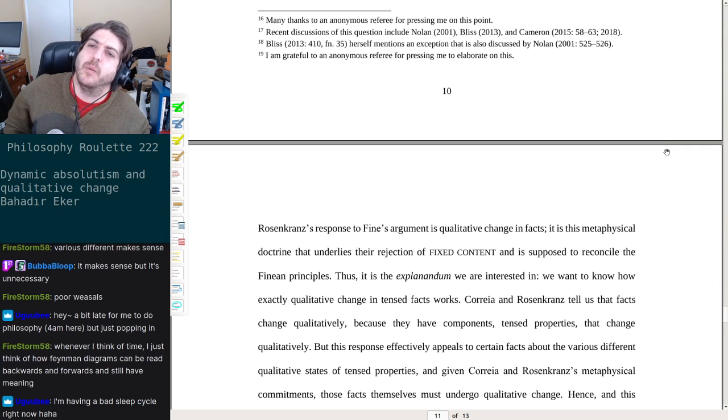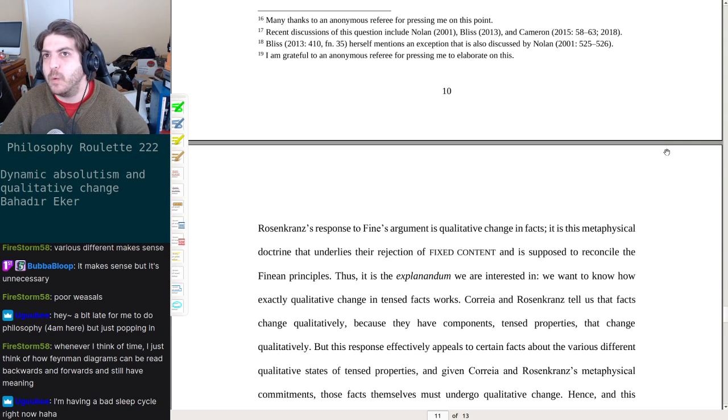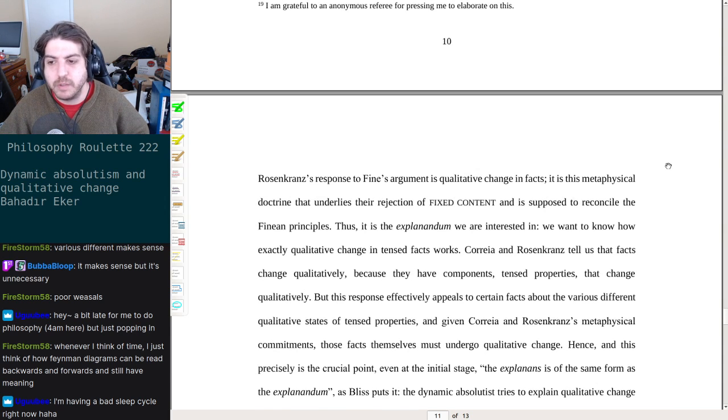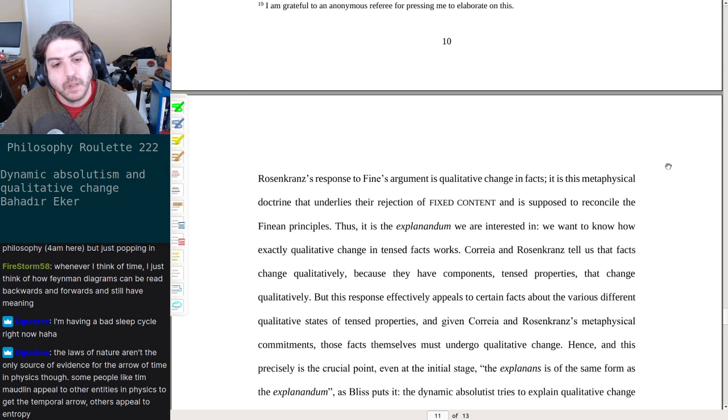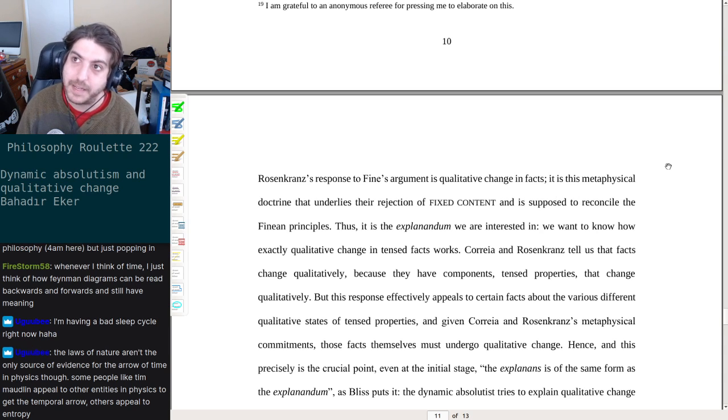And that's actually one of the black hole problems. The black hole problem is basically that you're losing information to black holes because the light can never get out, and so you can't run time in both directions. The laws of nature aren't the only source of evidence for the arrow of time in physics, though. Some people like Tim Maudlin appeal to other entities in physics to get the temporal arrow. Others appeal to entropy. Yeah, sure. There's a bunch of stuff that has to do with the arrow of time, and I'm definitely not an expert on that stuff.